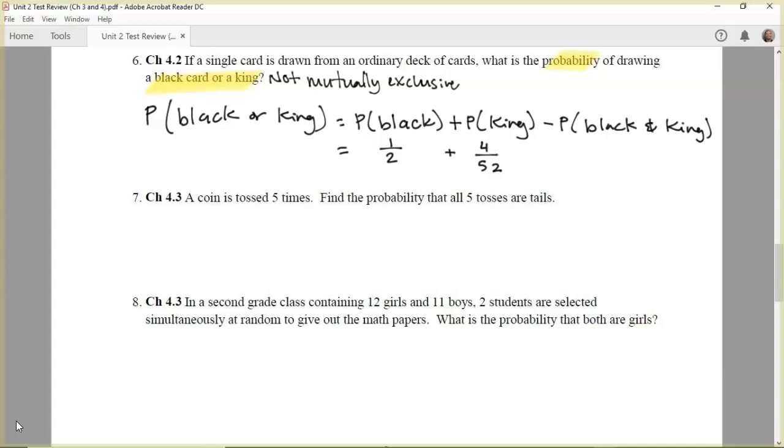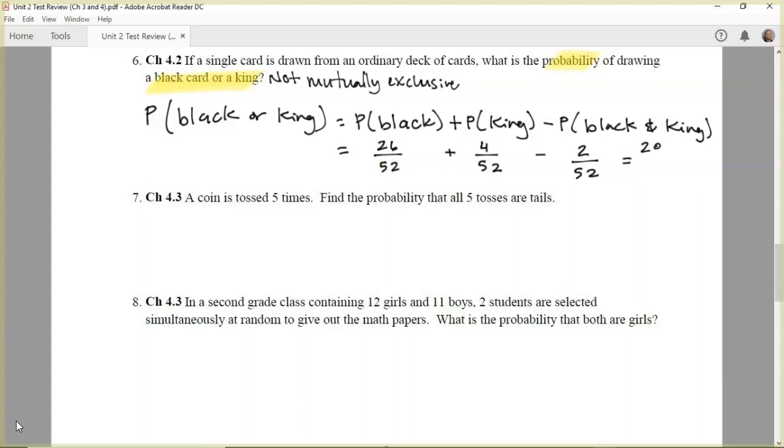And how many of the cards in the deck are a black and a king? Well, it's 2 of them. And so I'm going to change that to 26 out of 52 instead, so we have a common denominator. In these 26 cards, 2 of them are also kings. In these 4 cards, 2 of them are also black. So we're counting them twice. Since we're counting them twice, we take one of those instances out, so that we only count it once.